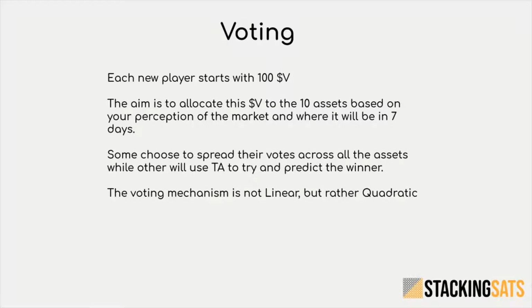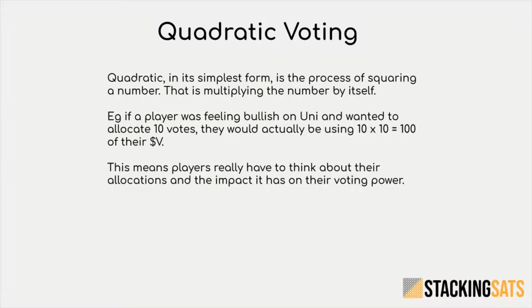Voting, again, quick recap. Once you've minted an identity, each new player starts with 100 voice credits, or 100 voting power. And the aim is to allocate these votes to 10 assets. And we are using quadratic voting. What is quadratic voting in its simplest form? It's you're squaring a number. So if you wanted to vote 10 votes towards something, you're actually allocating 10 times 10, which is 100 of your voting power towards the asset. Again, this is covered in more detail in the Markets.vote video.